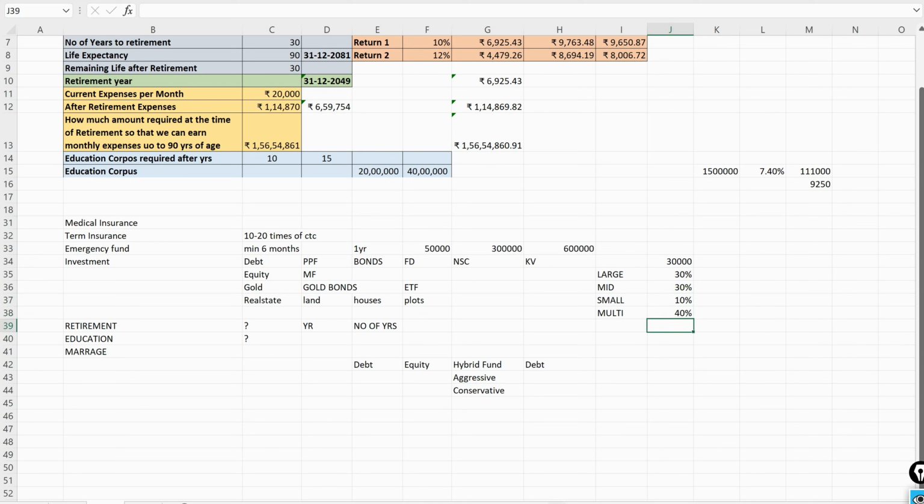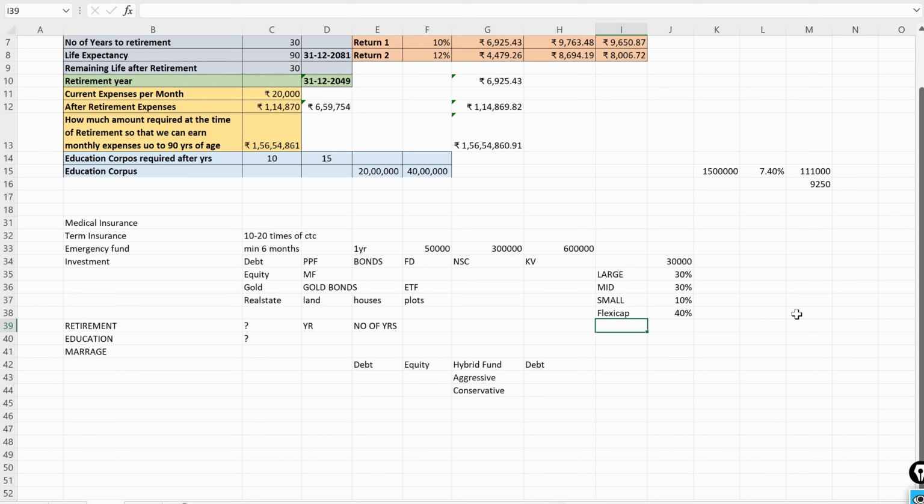Here we can change also, seeing the risk taking capacity, because small cap is high risk, mid cap is also high risk but lesser than small cap, and large cap is low risk. Multi cap also has risk but low, because multi cap means flexi, today they are saying flexi cap funds.